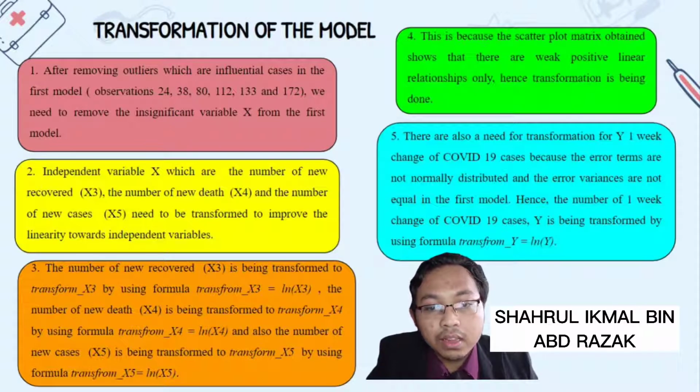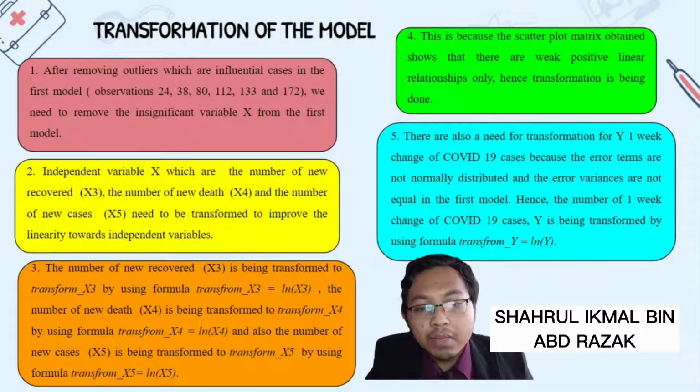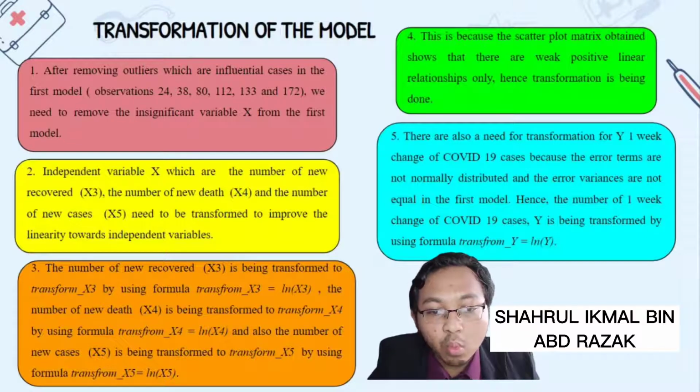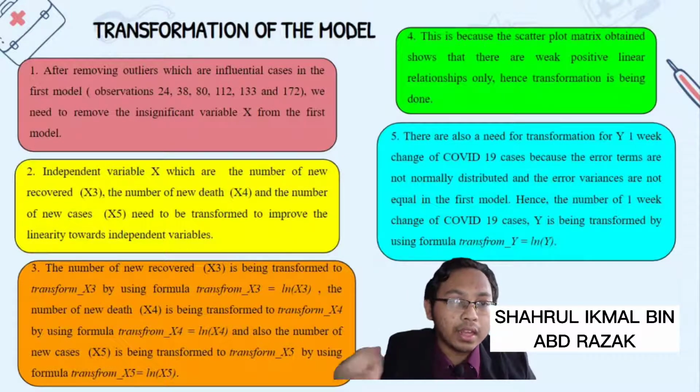There is also a need for transformation for Y, that is, the one week change of COVID-19 cases, because the error terms are not normally distributed and the error variances are not equal in the first model. Hence, the number of one week change of COVID-19 cases Y is transformed by using the formula transform Y equals ln Y.